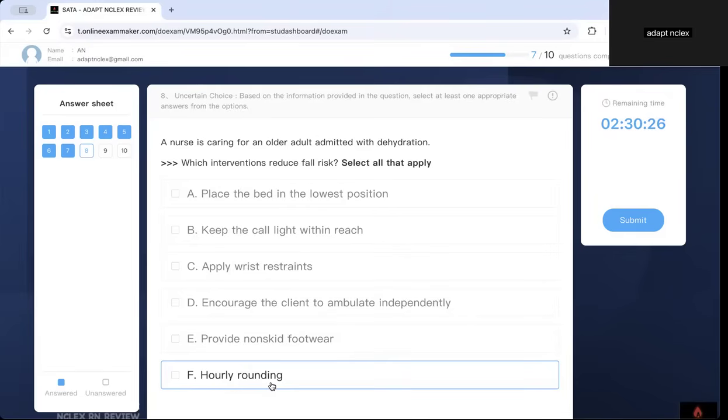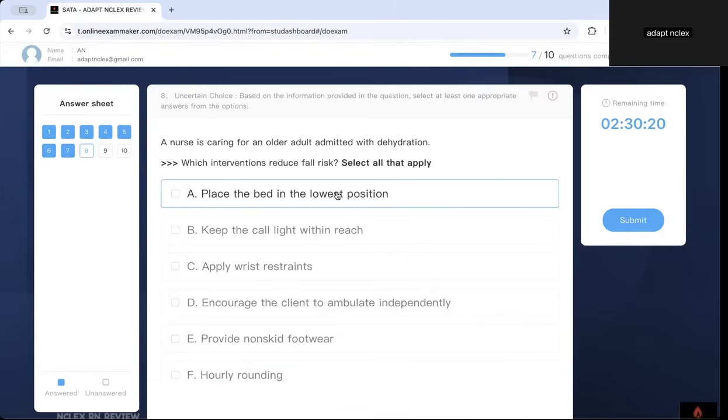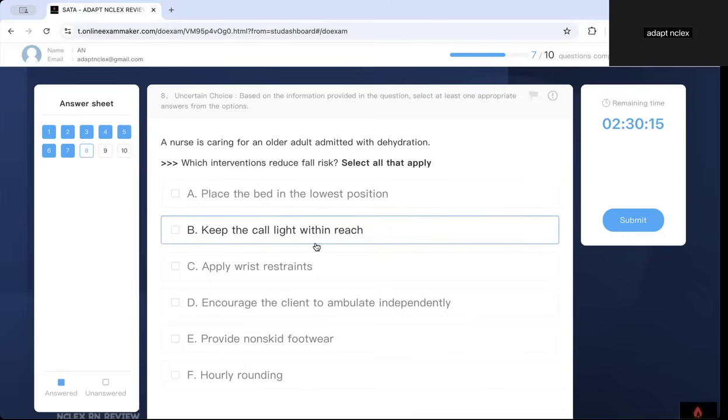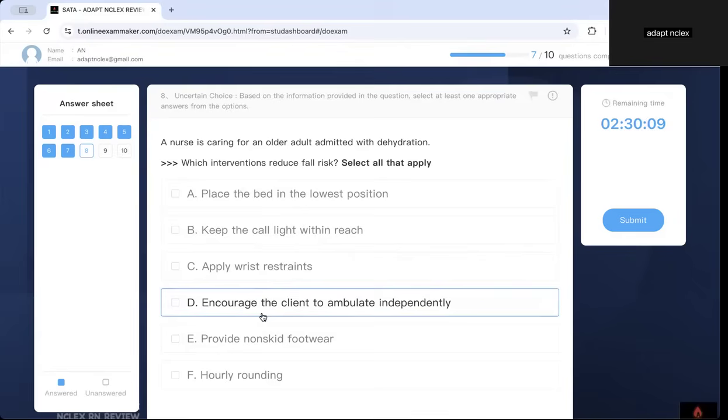Falls risk. It has nothing to do with dehydration. For falls, I want to do something so they don't fall. Place the bed in the lowest position. Keep the call light within reach. Apply wrist restraint. Encourage the client to ambulate independently. Provide non-skid footwear. Hourly rounds.